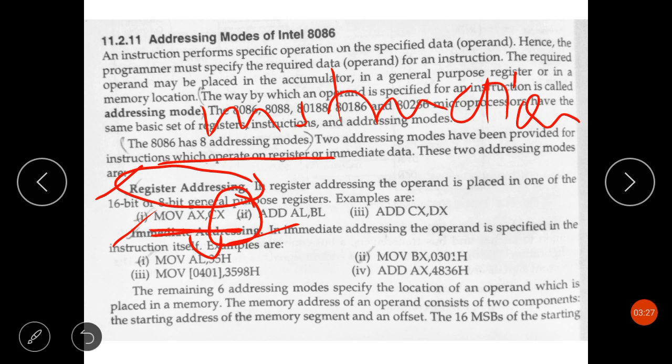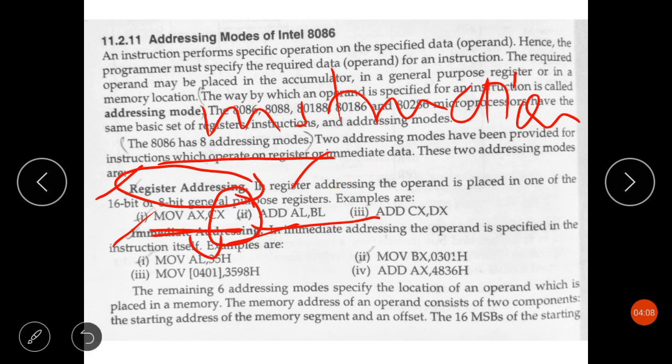Like in this example also, ADD AL, BL. Here also, as you can see, the operand is the content of the register. What will the ADD AL, BL instruction do? It will add the content of accumulator low with the content of the BL register. So in register addressing mode, the operand will be the content of the register.